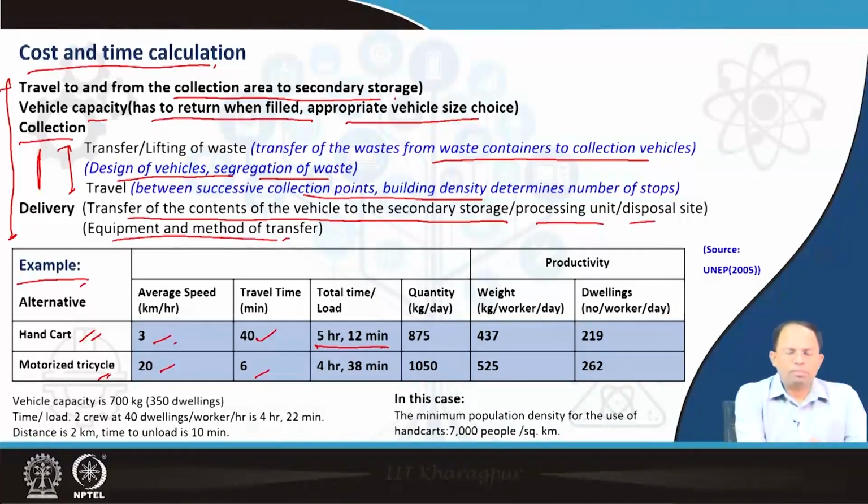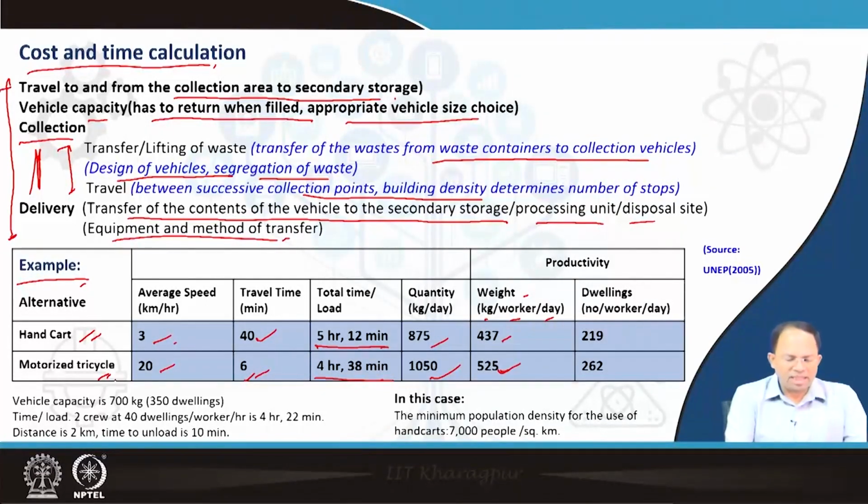The loading, this part of this. Whereas for motorized tricycles, the travel part is less, and the loading part would probably be the same, so it is still a little bit lesser. The quantity of waste that could be handled by the hand cart is 875 kilograms per day, whereas by the motorized tricycle it is 1050 kilograms per day. Now coming to productivity, that is weight of waste in kilograms per worker per day, it comes to around 437. In case of the motorized tricycle, productivity is 525, right? That's the amount of waste per worker per day that can be handled.